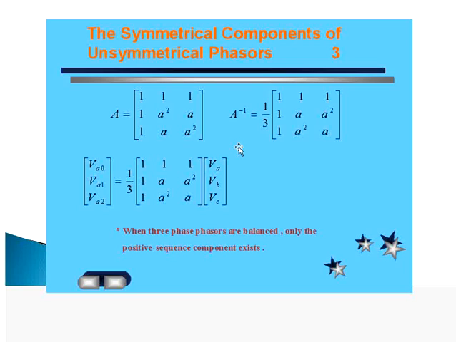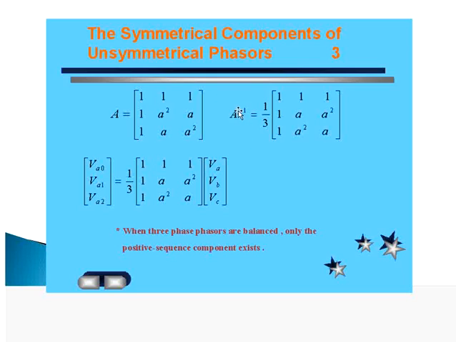It is adjoint of the matrix divided by the determinant of the matrix, right? Now A inverse will be the adjoint of A divided by the determinant of A. After calculation, you will get A inverse equals 1 by 3 times the matrix 1 1 1, 1 a squared a, 1 a a squared. Here it is just interchanging, that's it.